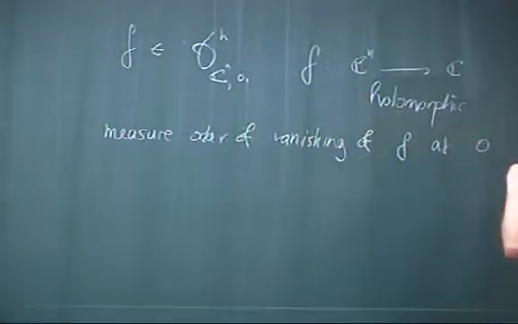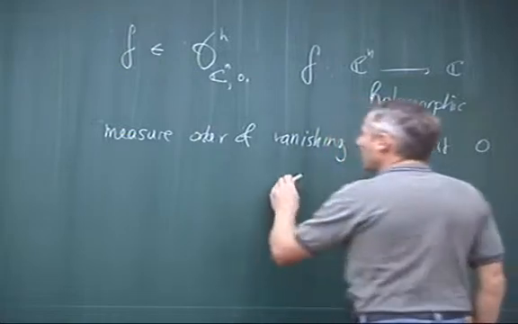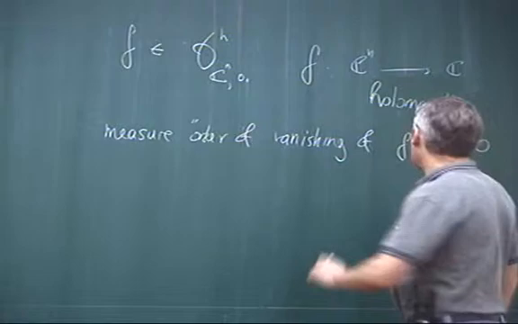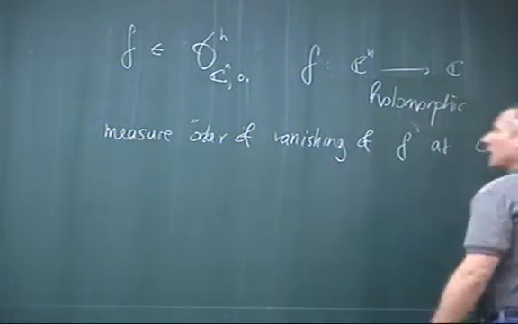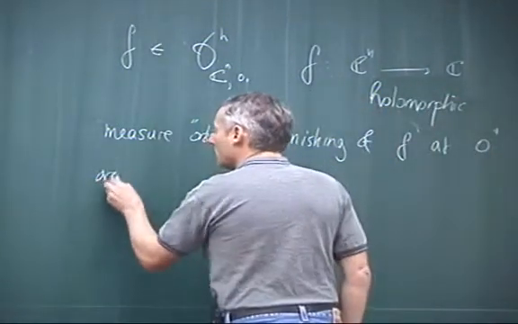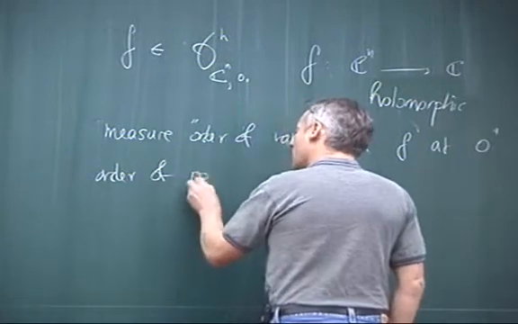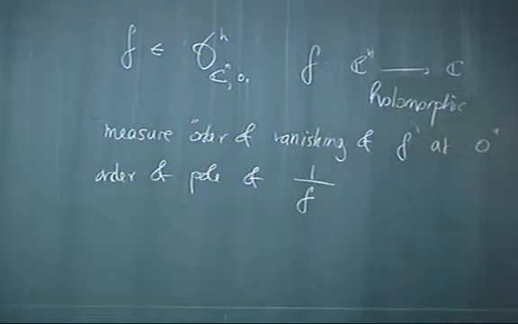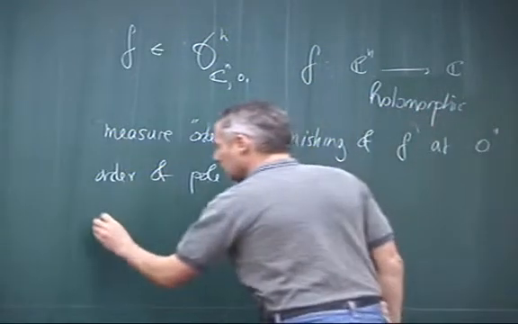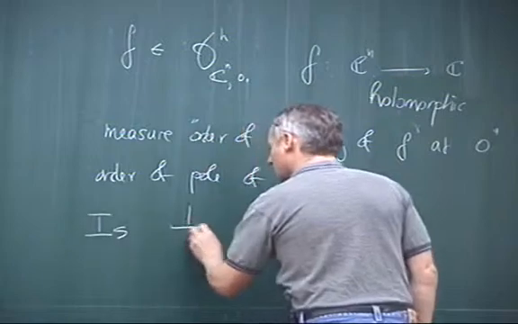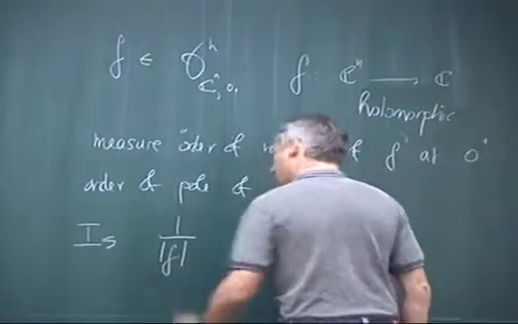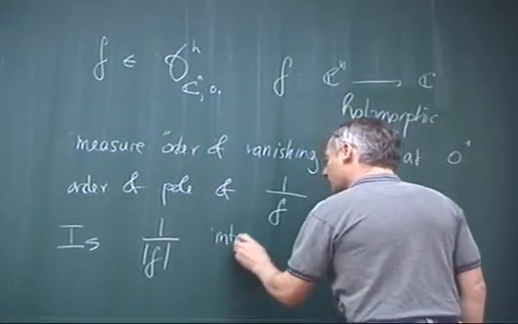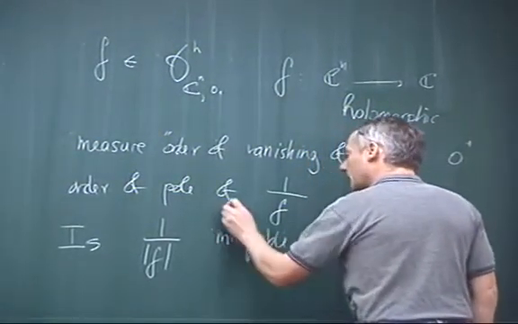So I say order of vanishing, because it's going to be something a little bit more subtle than the usual one. So I could look at the order of the pole of 1 over f. In particular, I could ask, is 1 over f, or let's say, let's get a real valued function, this guy, integrable? Well, so locally integrable.